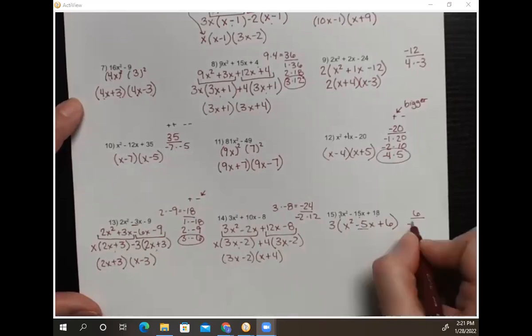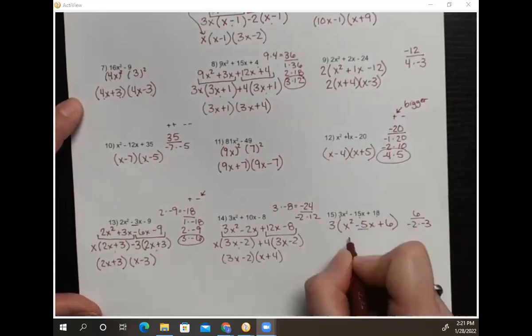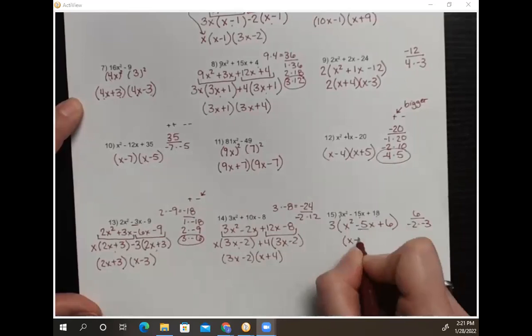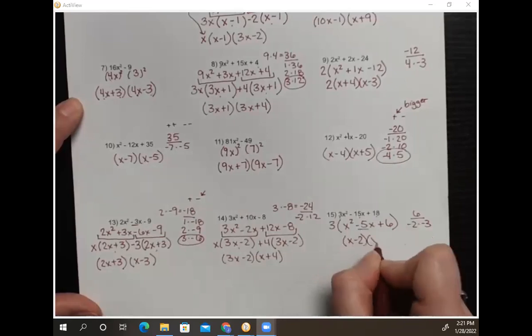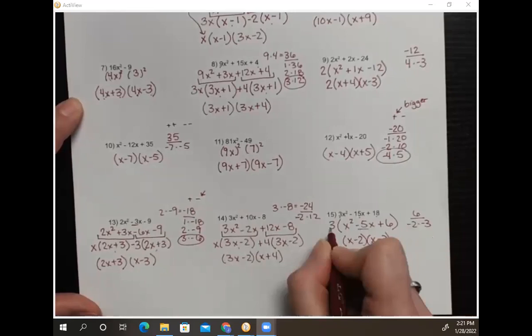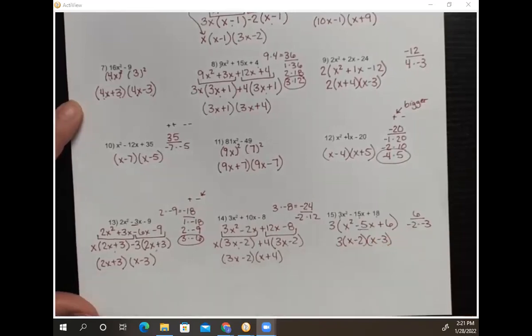That would be -2 times -3. So the factored form for this part would be x minus 2 times x minus 3. And then don't forget your GCF of 3 in front there. And there's our factored form for our final problem.